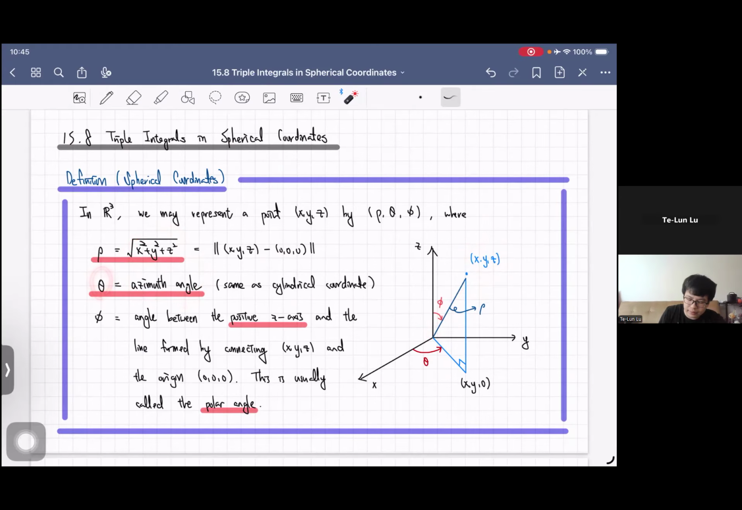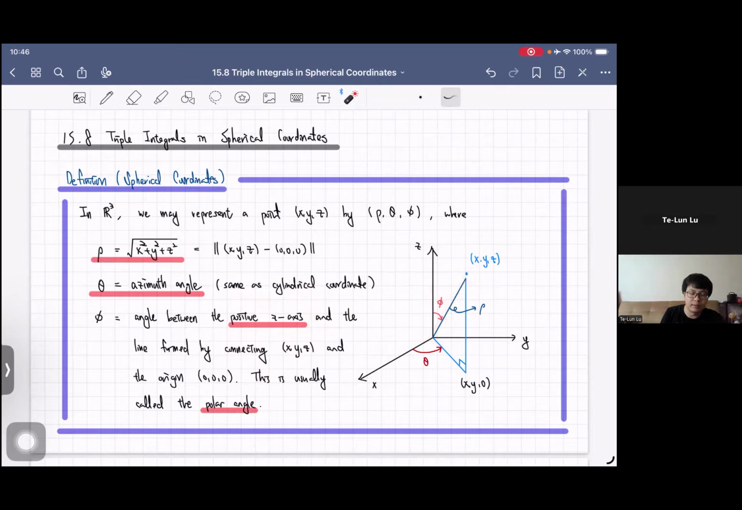So theta is the same as in the cylindrical coordinates or the polar coordinates. It is the angle from the positive x-axis towards the planar point (x, y, 0). So in some sense, it is the same theta as the polar coordinate of (x, y), or the same theta as the cylindrical coordinate of (x, y, z). Thirdly, phi is the angle between the positive z-axis and the line formed by connecting the origin to (x, y, z). So if we connect the origin and (x, y, z), then this angle is called phi.